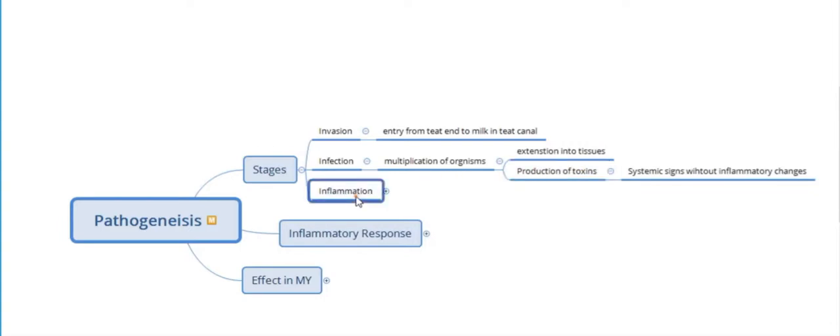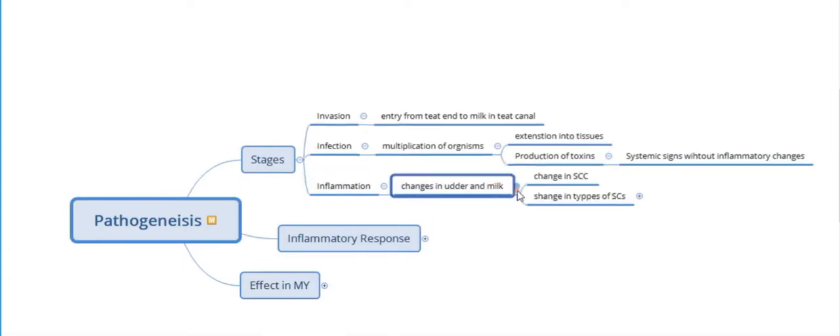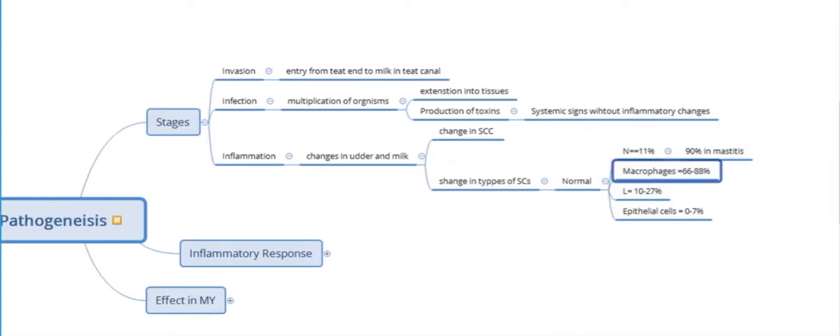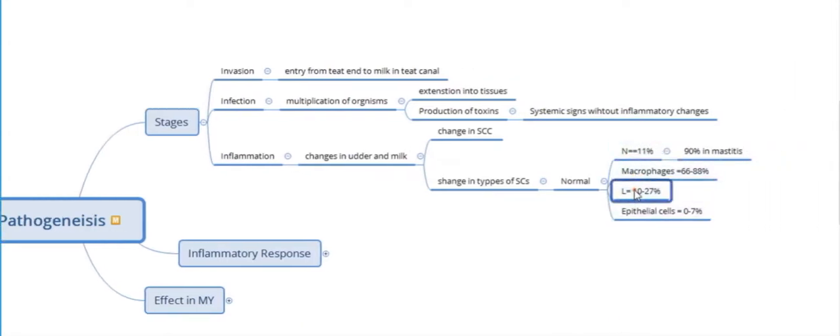This is followed by a stage of inflammation, where there will be appreciable changes in the udder as well as in the milk. There will be changes in the somatic cell count and the changes in the type of somatic cells. So a normal milk will have like 66 to 88% of macrophages, then some 10 to 11% of neutrophils, then 10 to 27% lymphocytes, and probably a maximum of 7% epithelial cells. But when it comes to mastitis, the neutrophil percent shifts from this 11% to at least 90%. So there will be a shift in the number as well as distribution of somatic cell count during mastitis.